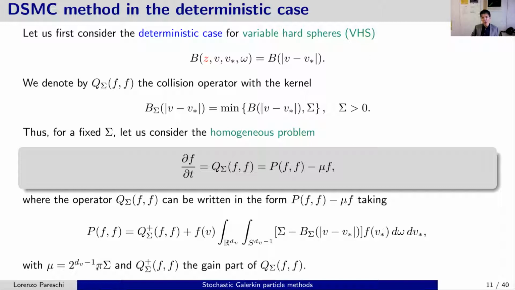This form is a little bit complicated, but it's the essence of the Monte Carlo idea. In fact, you have this term here, which denotes the collision process characterized by the cross section B, and this term here, which essentially characterizes the difference between using a constant cross section equal to capital sigma and the effective cross section that we have in the system.